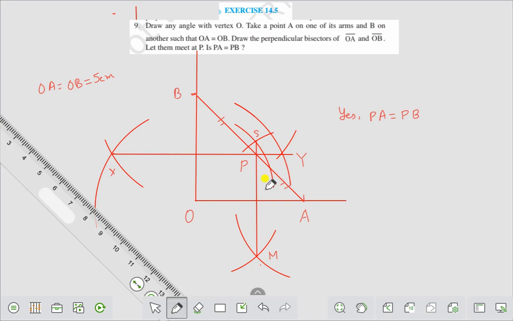This is the solution of question number 9 of exercise 14.5.